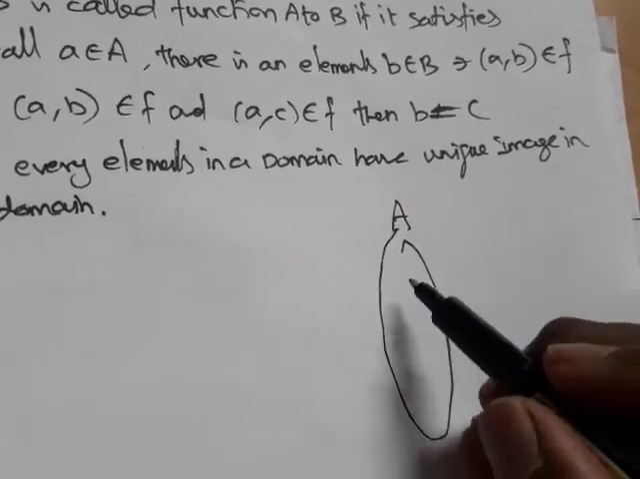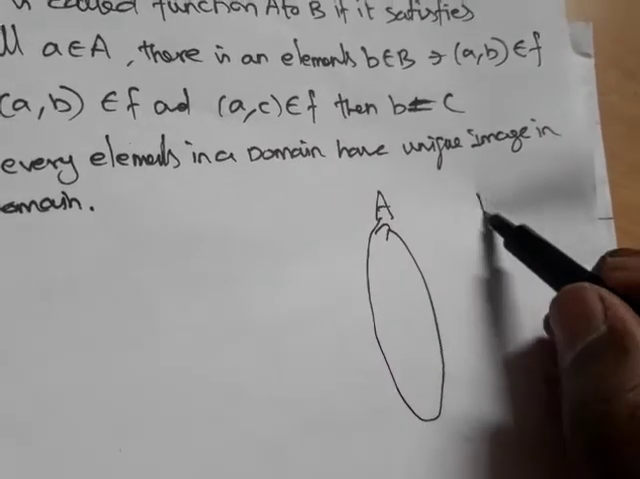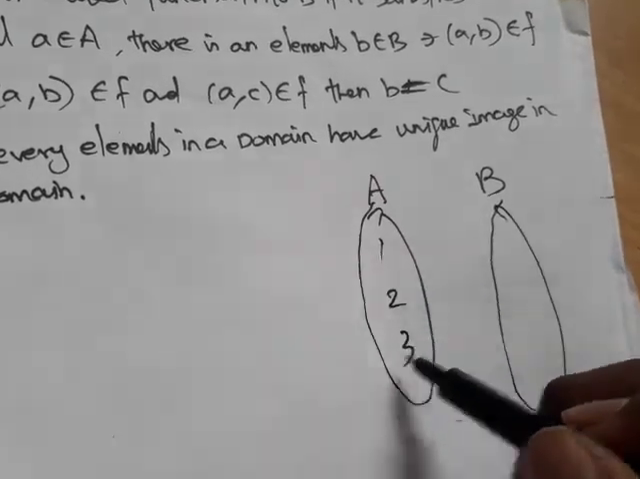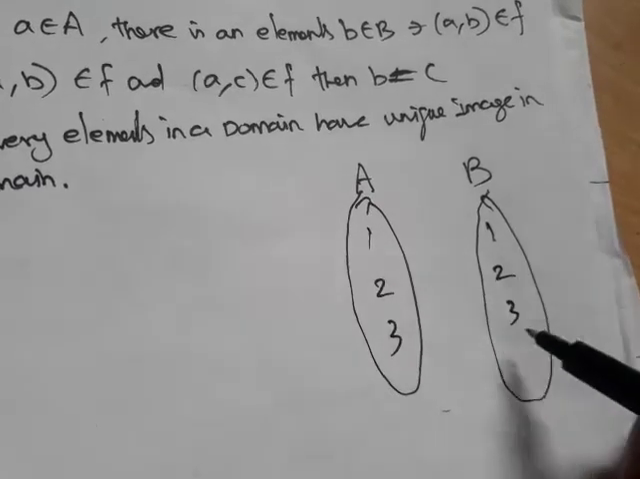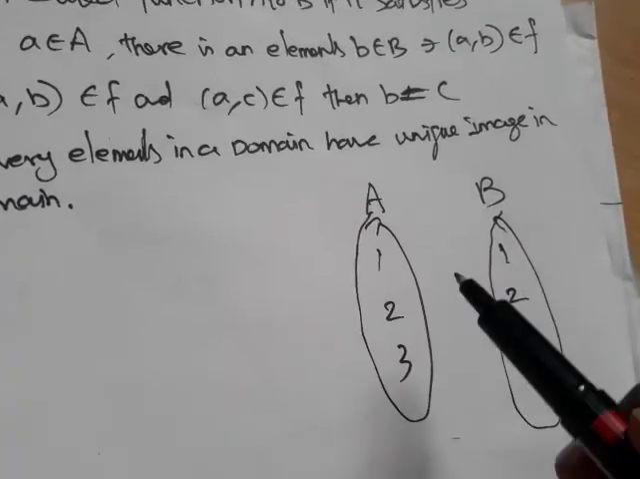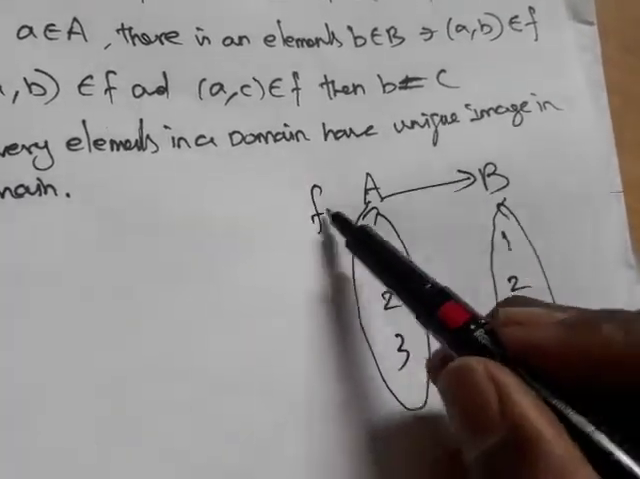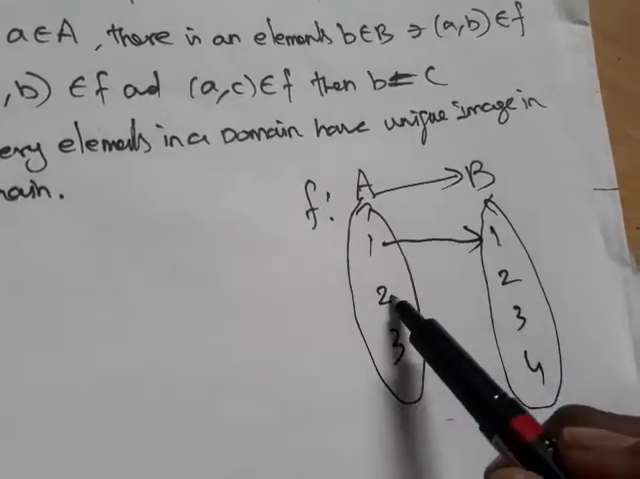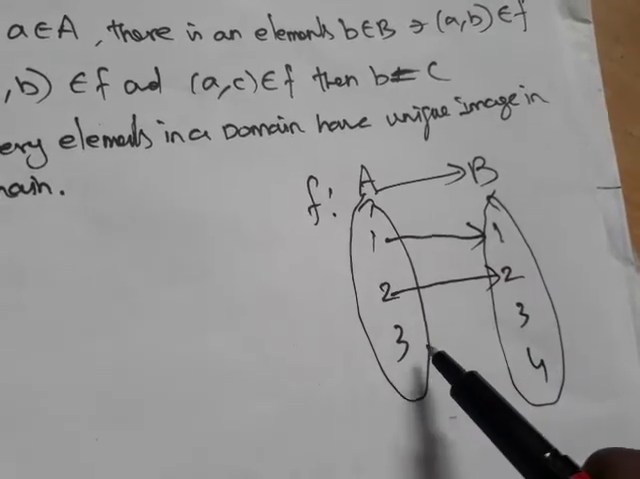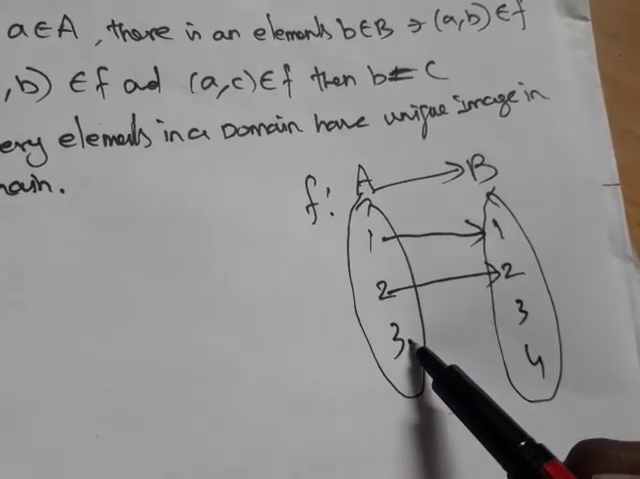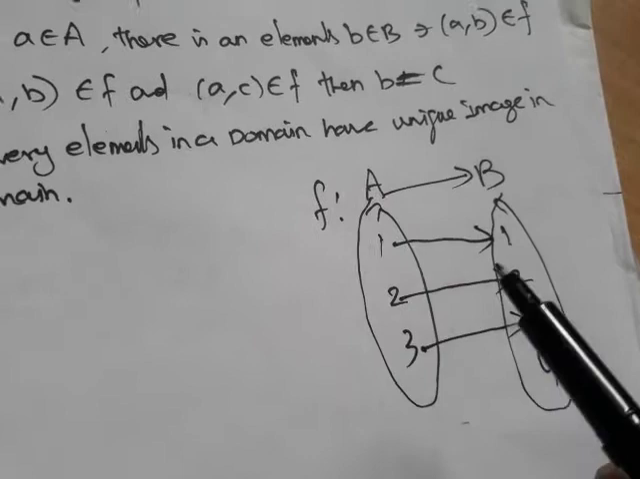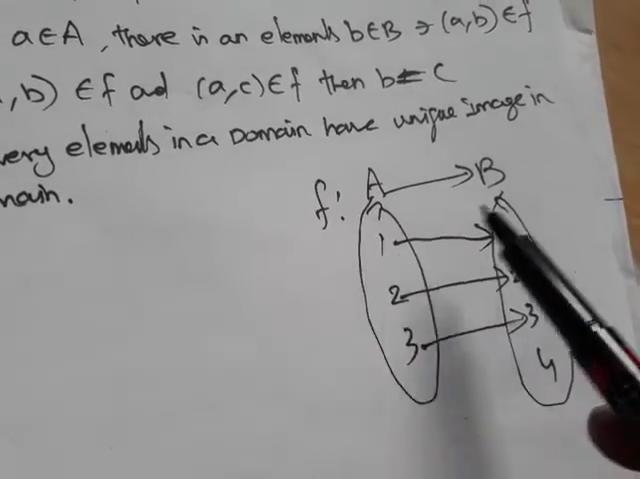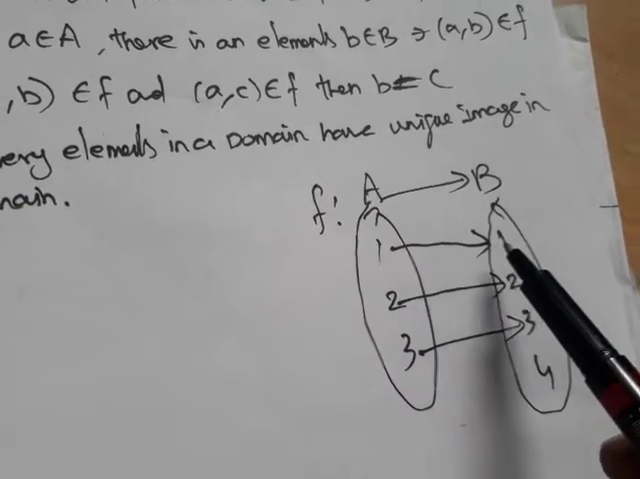If A is the domain and B is the codomain, A has 1, 2, 3 and B has 1, 2, 3, 4, like that we have elements. Here I am defining a function F. 1 has a relation with 1, 2 has a relation with 2, and 3 has a relation with 3. Then this is a function because every element has an image, and every element has a unique image, one having only one image.